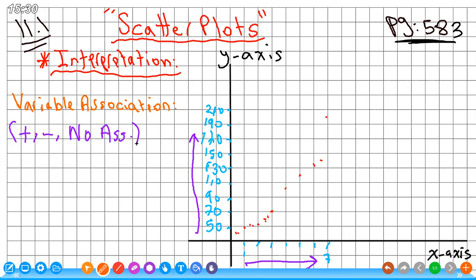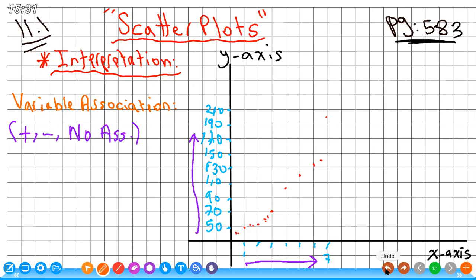If the points were something like this, for example, this is a negative association because as we go from left to right, as the number of hours increases, the amount of money decreases. Okay, and we're gonna take some examples to show you positive, negative, and no association. This is the first thing: the relationship between the two variables. What happens to the y when the x increases? Does it decrease or increase? Positive, negative, or no association?